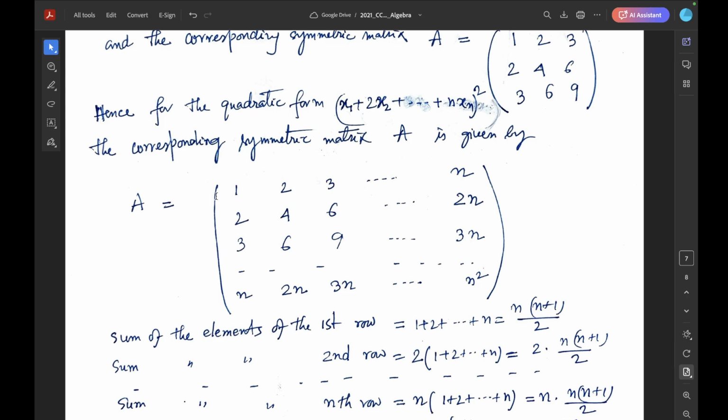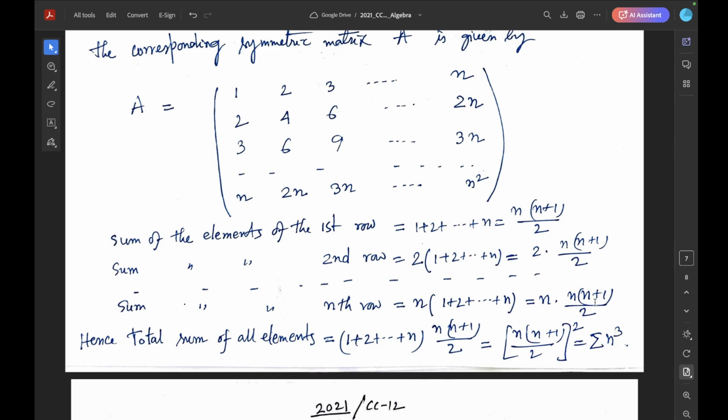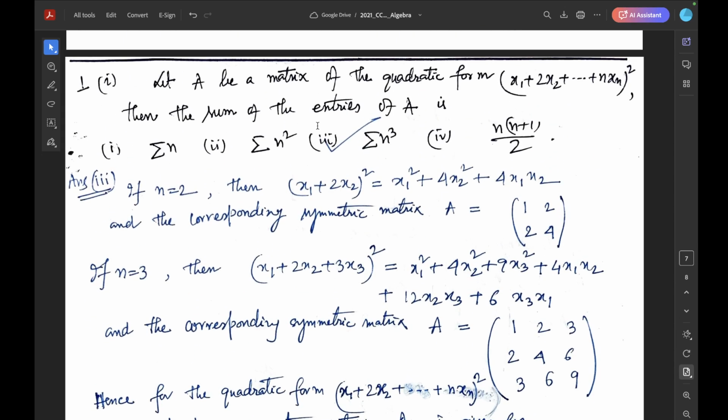So the sum of the elements of the first row, 1 plus 2 plus 3 plus ... plus n, is equal to n(n plus 1)/2. The sum of the elements of the second row, taking 2 common, is 2 times (1 plus 2 plus ... plus n), so 2 into n(n plus 1)/2, and the sum of the nth row, taking n common, is n times (1 plus 2 plus ... plus n). So adding all of these, we take common n(n plus 1)/2 times (1 plus 2 plus ... plus n), which is equal to n(n plus 1)/2, so we get (n(n plus 1)/2) whole square. Actually this is the summation of the cubes, the sum of the natural numbers 1 cube plus 2 cube plus 3 cube up to n cube. So correct option is 3.